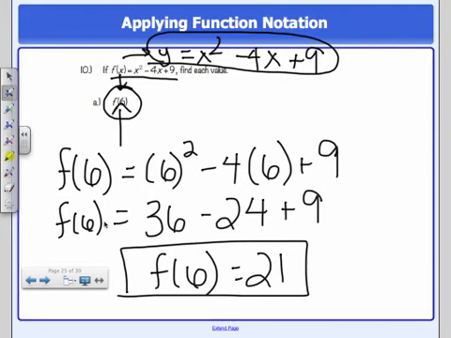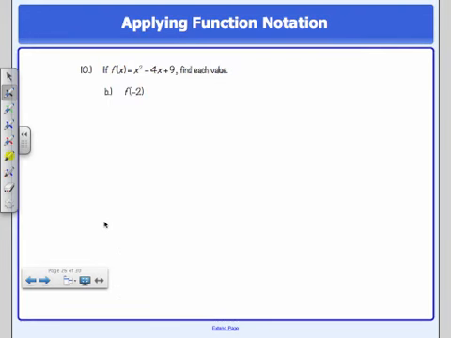All right, so if you could try question number 10 on your own, press pause and then come back to me to see how you did, that would be wonderful.